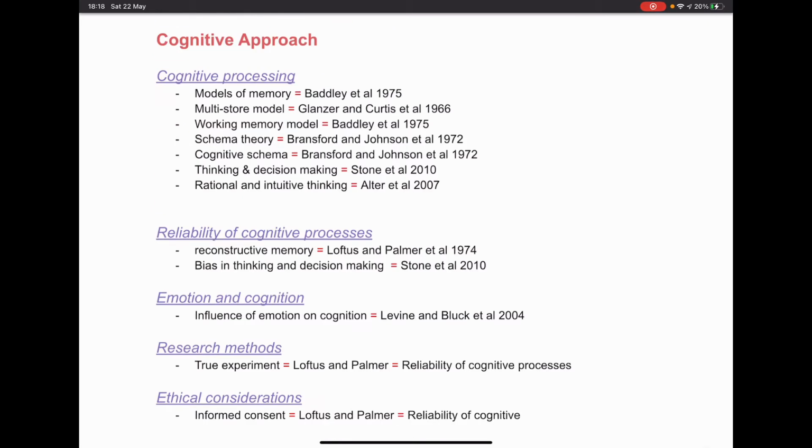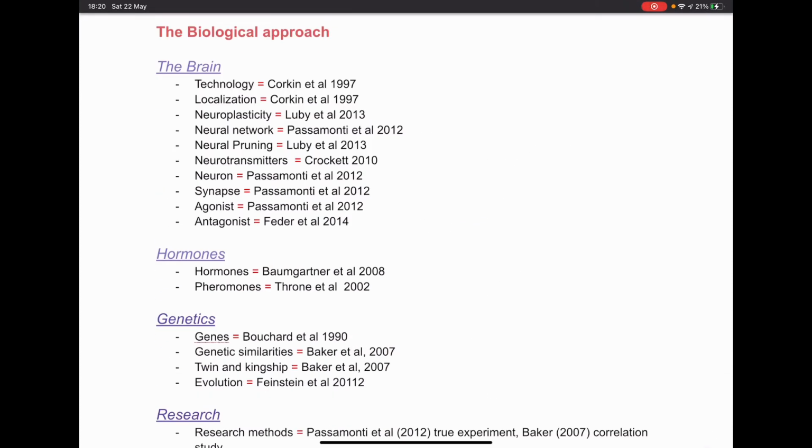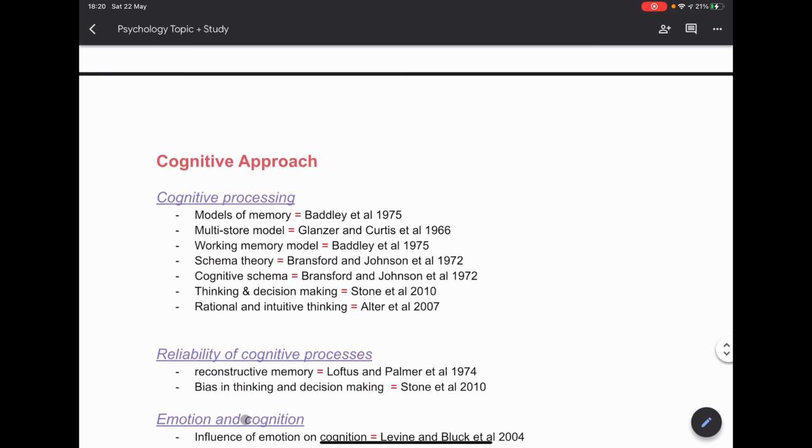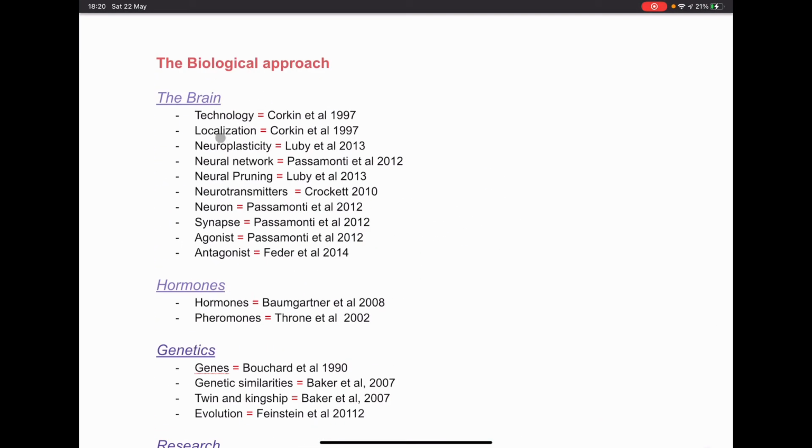Within the cognitive approach, we have the subtopics of cognitive processing, reliability of cognitive processes, emotion and cognition, research methods, and ethical considerations. Under these subtopics, we have even more subtopics, such as technology, localization, neuroplasticity, neural networks, and so on. We have this for every one of them.